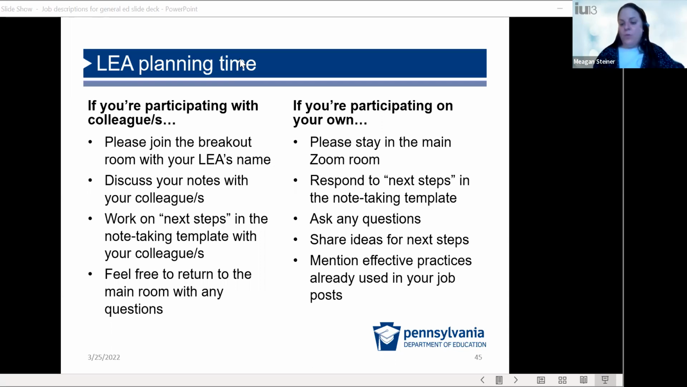But if you'd like to stick around for all or part of the time we have between now and 12:15, you can look at, again, that next steps section on page 4 of the note-taking template. Make some notes and also ask any questions you may have from the session. Share your ideas in response to the next steps questions. And because we want to recognize that a lot of folks are doing things that work already, you could mention any effective practices already used in your own district's job posts. To do that, you can respond in the chat or even take yourself off mute at this point.